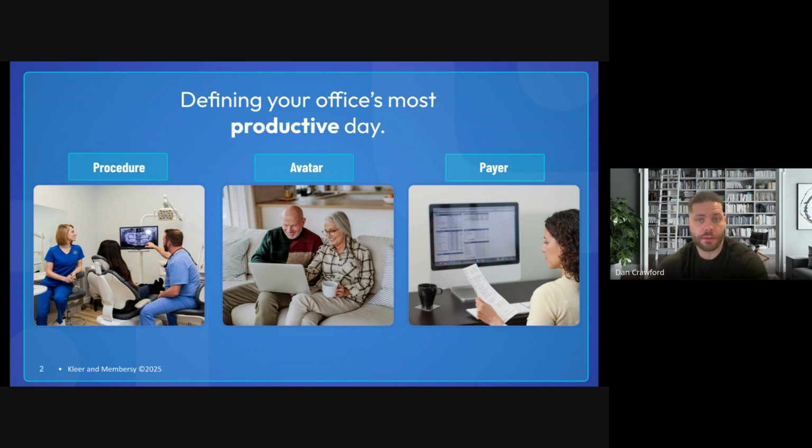And then lastly, probably the most universal and constant factor here is the payer, right? What insurance does that patient have? Do they have coverage? And of course, if they do, what does that coverage type mean for your revenue, for your bottom line, and for your margins, right? So we're going to take a deeper dive into all three of these, but this is where you want to start: procedure, avatar, and payer.